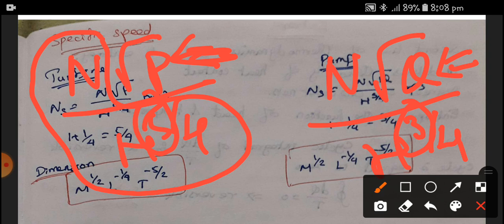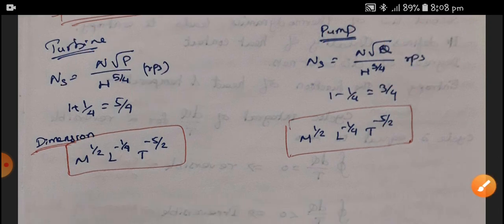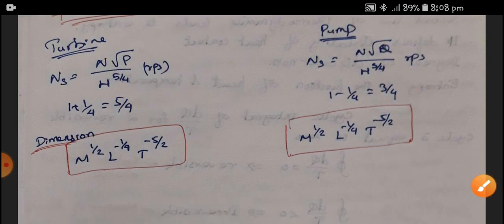So here the dimensions of both the things are a bit similar. Dimensions of the specific speed of the pump and turbine is root M and L power minus 1 by 4 and T power minus 5 by 2, for both are same.